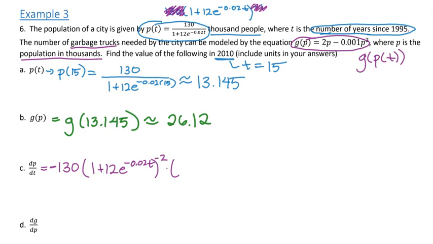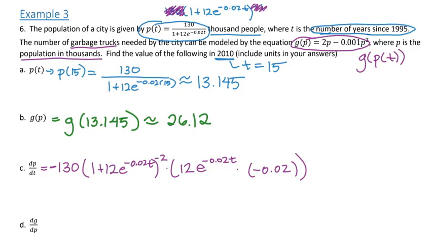So here I take the derivative of 1 and get 0. I carry the 12 down. The derivative of e to a power is e to that same power multiplied by the derivative of the power. So this is an additional chain rule happening. The derivative of negative 0.02t is just negative 0.02. So that ends up being the derivative.